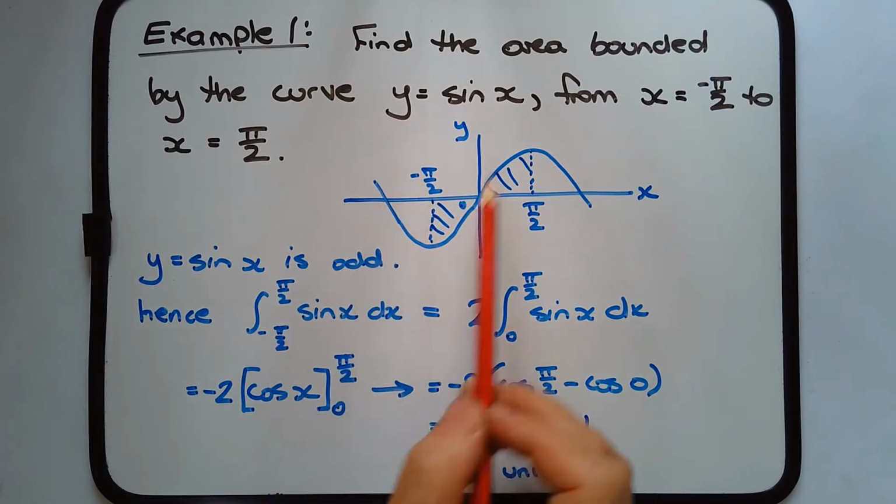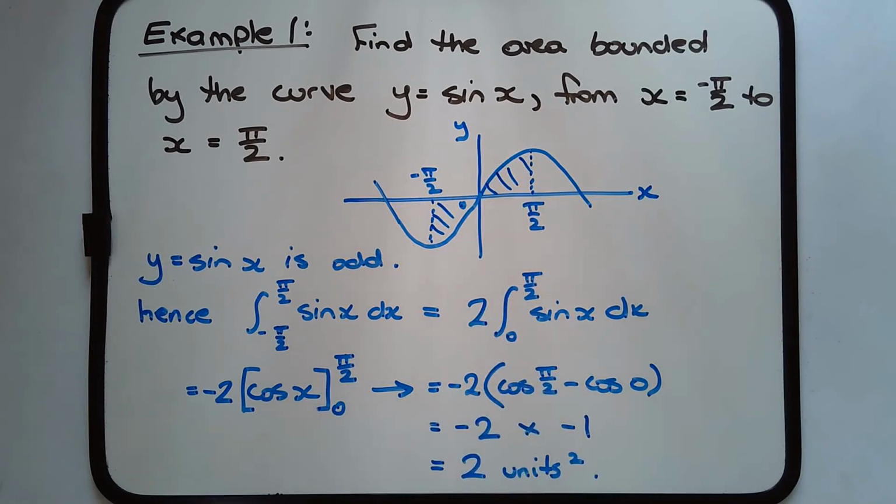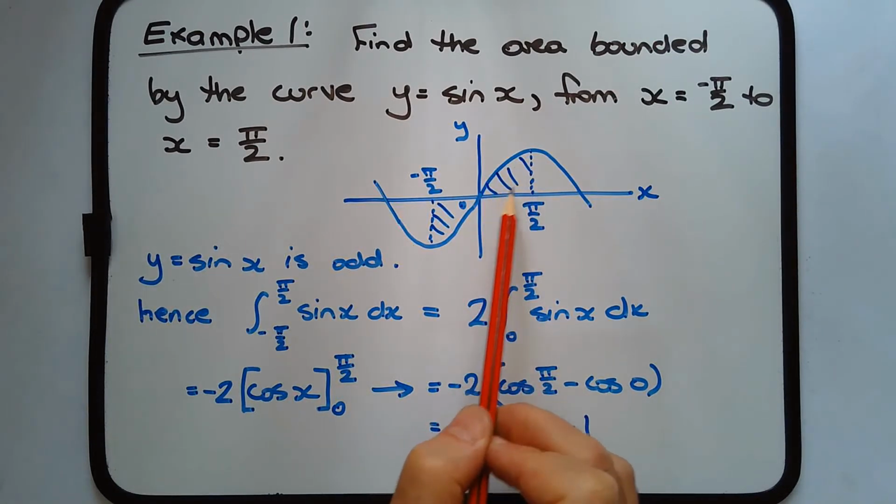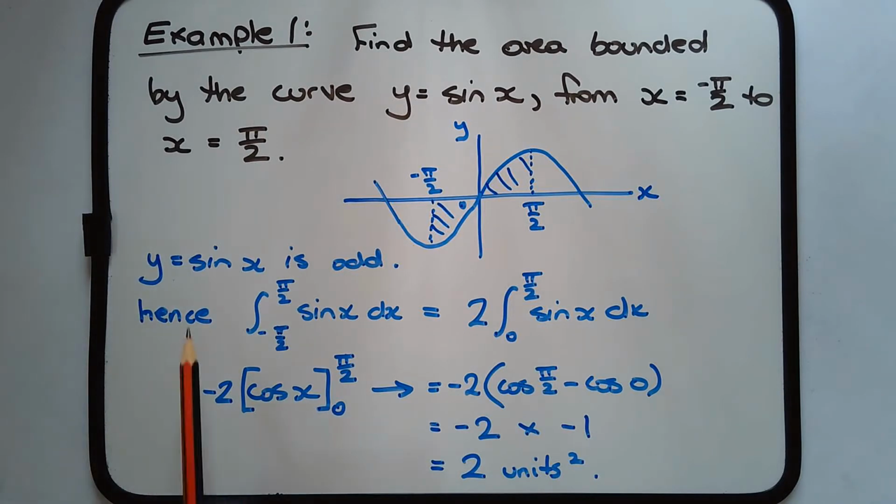So the area under the curve from negative pi over 2 to pi over 2 can be found by integrating from 0 to pi over 2 and then doubling that area. Hence the integral from negative pi over 2 to pi over 2 of sine x dx is equal to 2 times the integral from x equals 0 to x equals pi over 2 of sine x dx.